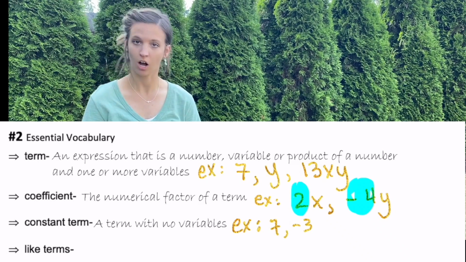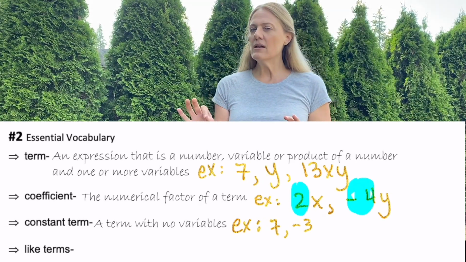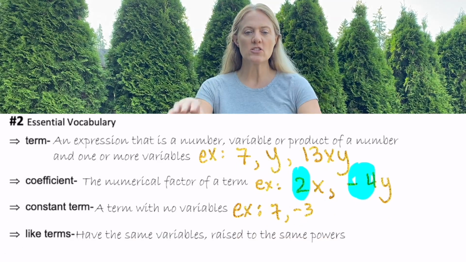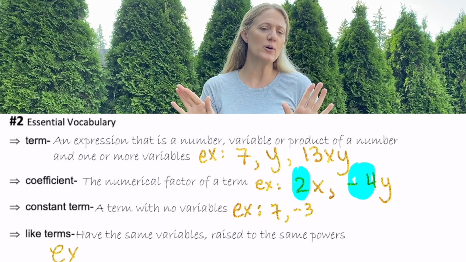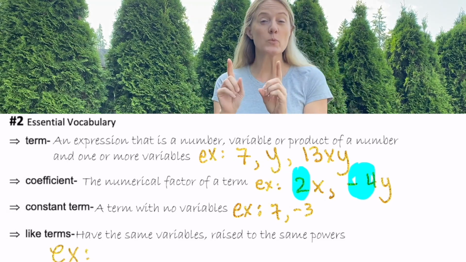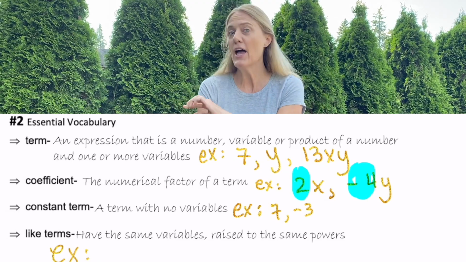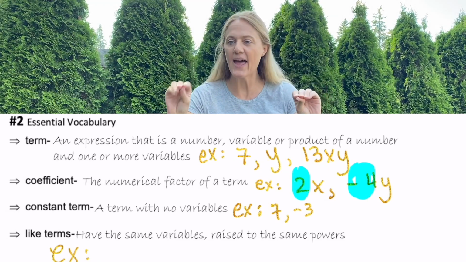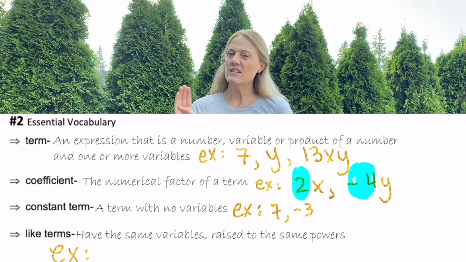-3. Constant term. All right, like terms, we need to go a little bit beyond that Algebra 1 definition. So they have the same variables. We're used to that. 2x plus 3x, 5x. We're pros. Okay, have the same variables raised to the same powers. So what about x squared y plus xy? No, because x squared and x aren't the same powers. Like terms have the same variables raised to the same powers.